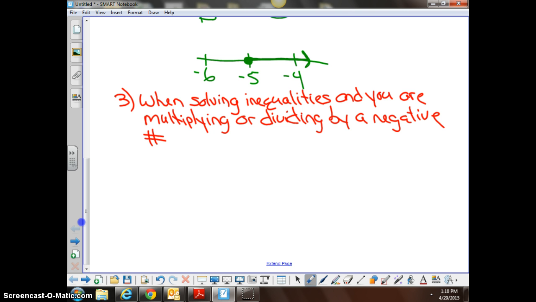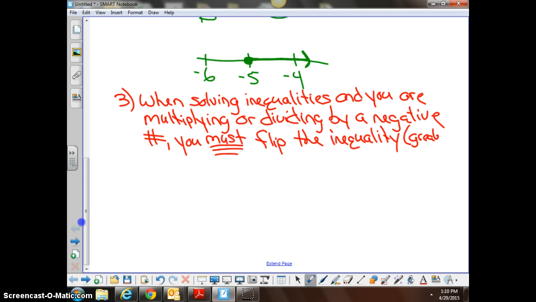You with me still? Yes, no? Yes. So when solving inequalities and you are multiplying or dividing by a negative number, you must, underline, underline, underline, flip the inequality. I'm going to say greater than or less than sign. And the best way I can explain it to you now is if you're dividing or multiplying by a negative, you're dividing or multiplying by the opposite. Therefore, your inequality needs to be flipped to the opposite way.